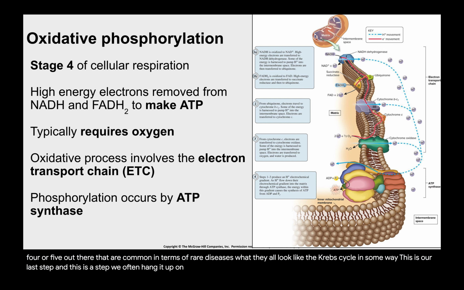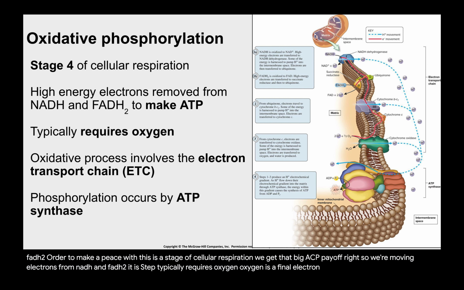So we're getting electrons from NADH and FADH2. This step typically requires oxygen. Oxygen is the final electron acceptor here.